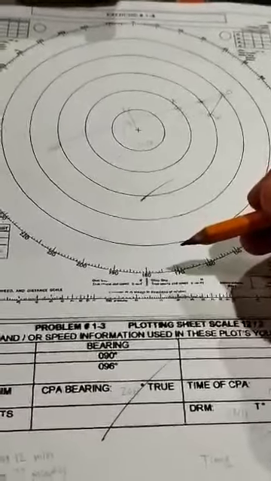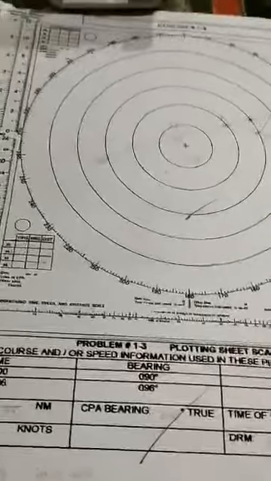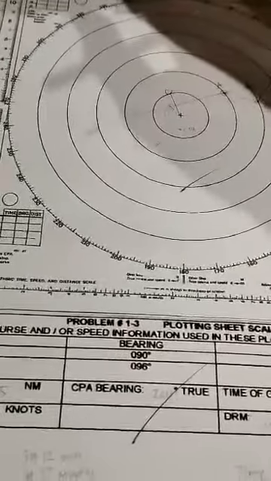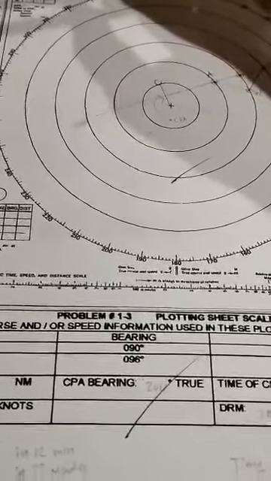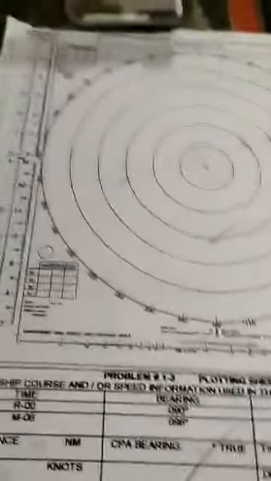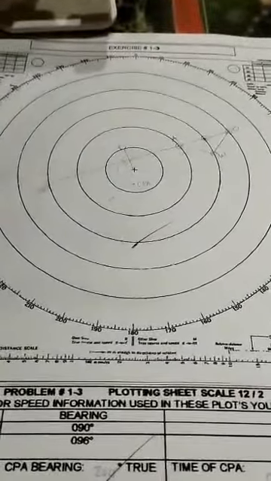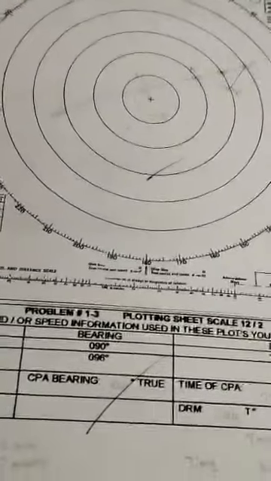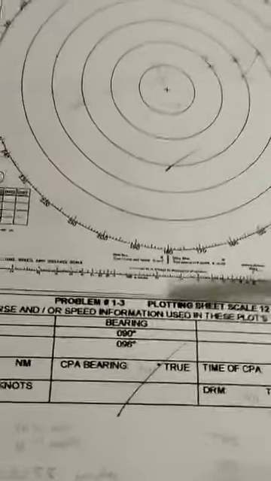Good day everyone, and I'm going to demonstrate plotting of the CPA and TCPA of targets. When we see the targets on the radar, we take the bearing and range per target and note down the time of observation. We then plot this on the radar sheet. So this is the radar sheet.